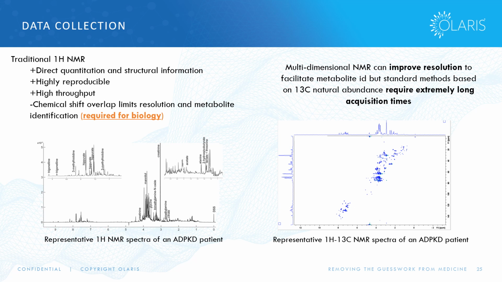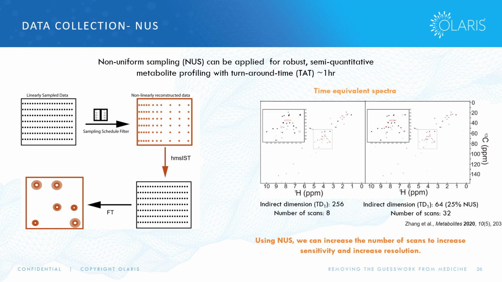That is why at Olaris we use 2D NMR, so we use proton carbon, but this is based on the carbon-13 natural abundance. So that means that we need extremely long acquisition times to get a good spectrum. How do we overcome that? We use NUS, so we use non-uniform sampling. We use a Poisson gap sampling schedule. We use 25% NUS, and then we reconstruct it using HMS-IST, and then we get our data.